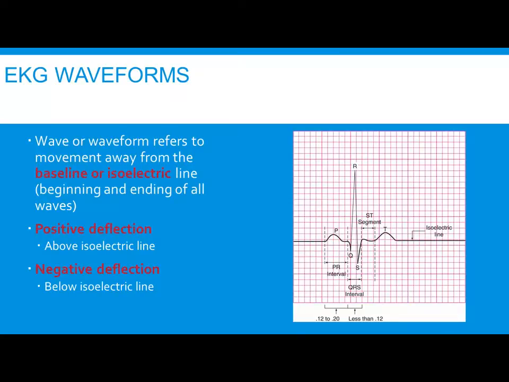Positive and negative deflection. If I see a deflection that is going upward, it is positive. If I see a deflection that is going downward, it is negative. What is that line called that just hangs out there in the middle? The isoelectric line.